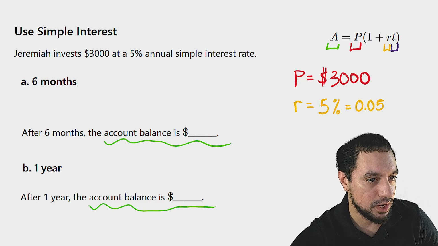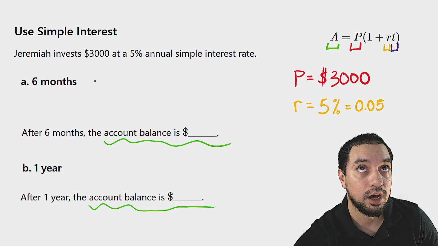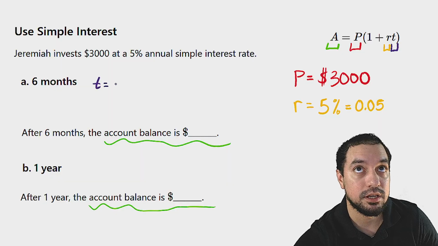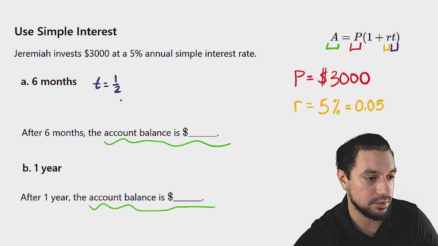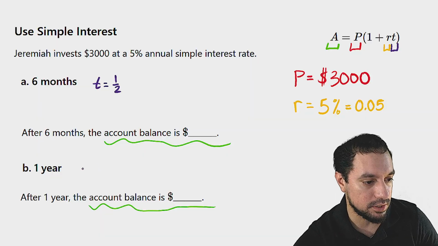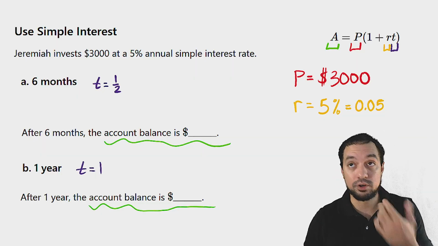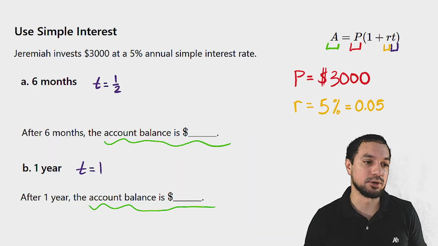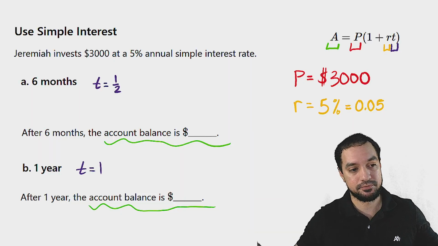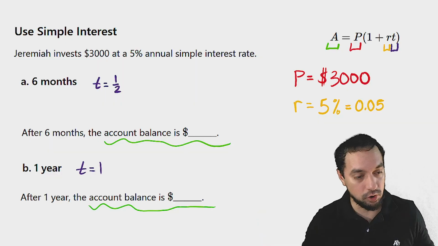And our time frame is going to be different for part A and part B. For part A, our time frame is 6 months, which is half of a year. And on part B, our time frame is 1 full year. So you might notice that when I'm recording T, I'm recording T in terms of our calendar year. So 6 months is not a full calendar year, it's only half.